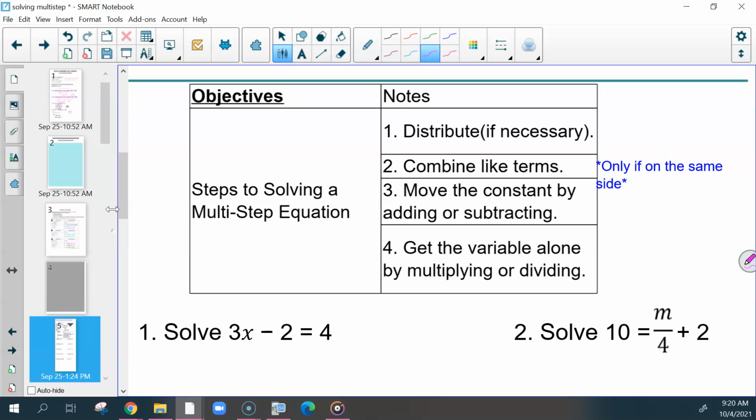So not talking about these equations out there. So if you can distribute, do that. That won't always be the case. Sometimes it will. Combine like terms if you have them, but on the same side. We'll talk about doing stuff on other sides in a second, or next class. Move the constant or the number by itself by adding or subtracting, and then your last step is usually get the variable by itself by multiplying or dividing.